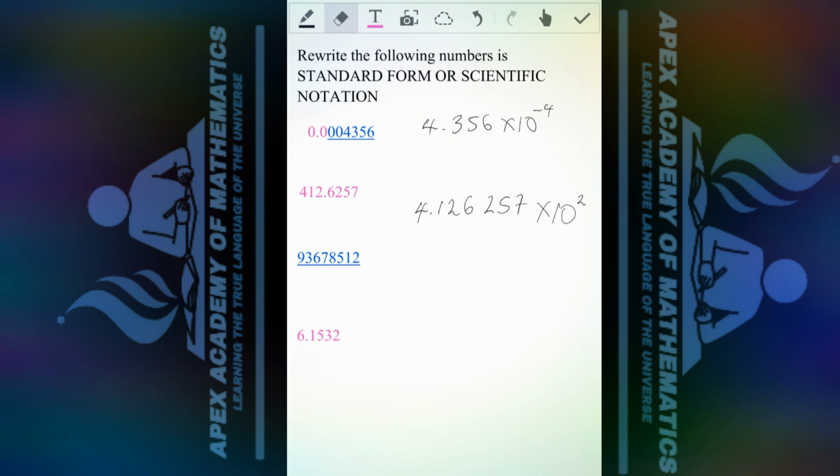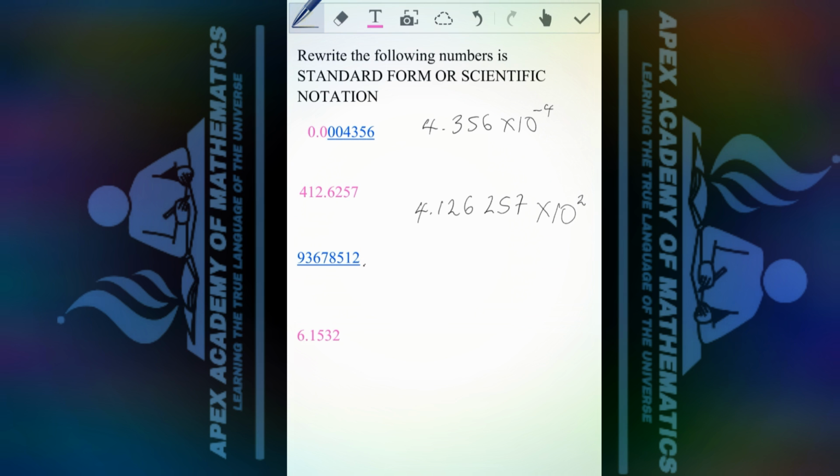Example number 3 here is the number 93,678,512. Now there isn't a point that's visible in this number, but every number has a point. So if it's a whole number, the point is usually at the very end, right out here at the very end. We're going to have to move this point, because numbers that come after the point, if it's not visible, are zeros, a bunch of zeros. So the point is at the very end right here.